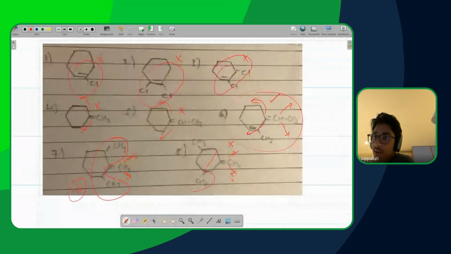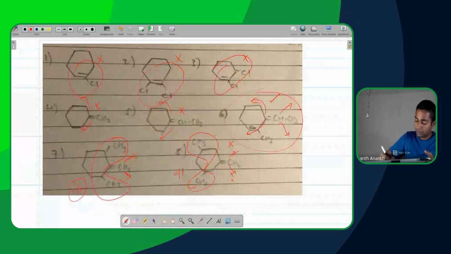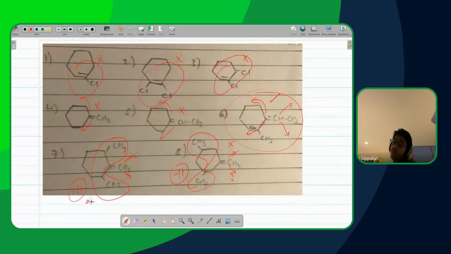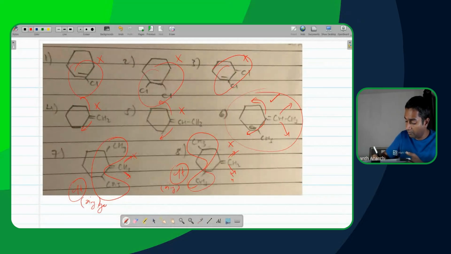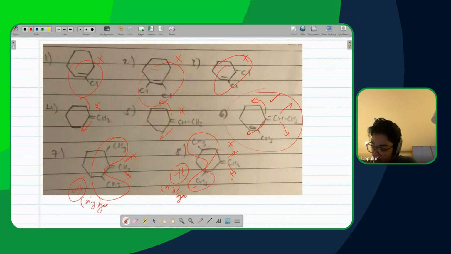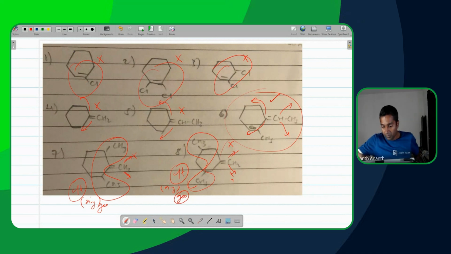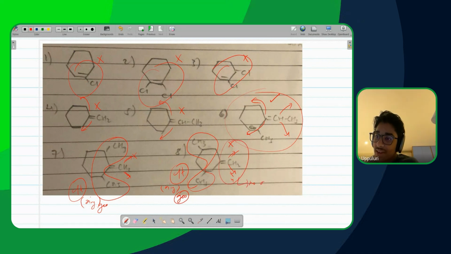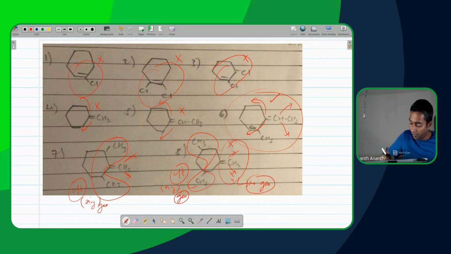These two will show cis-trans. They will show ring cis-trans, ring geometrical isomerism. Can you draw the geometry of the two structures once? You want me to draw the two structures?